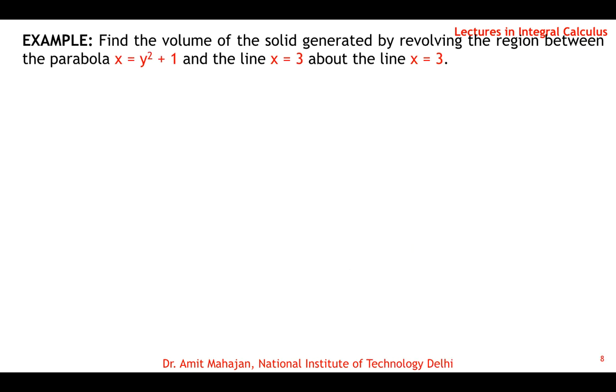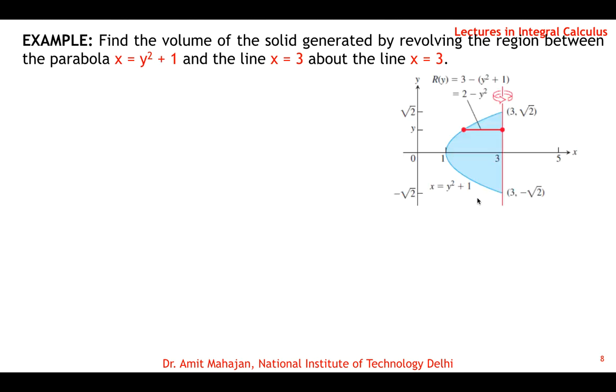Okay, so I take one more example here. Say, find the volume of the solid generated by revolving the region between the parabola and the line x equals 3, about the line x equals 3. So the region is bounded between these two curves. There is a parabola and a line.